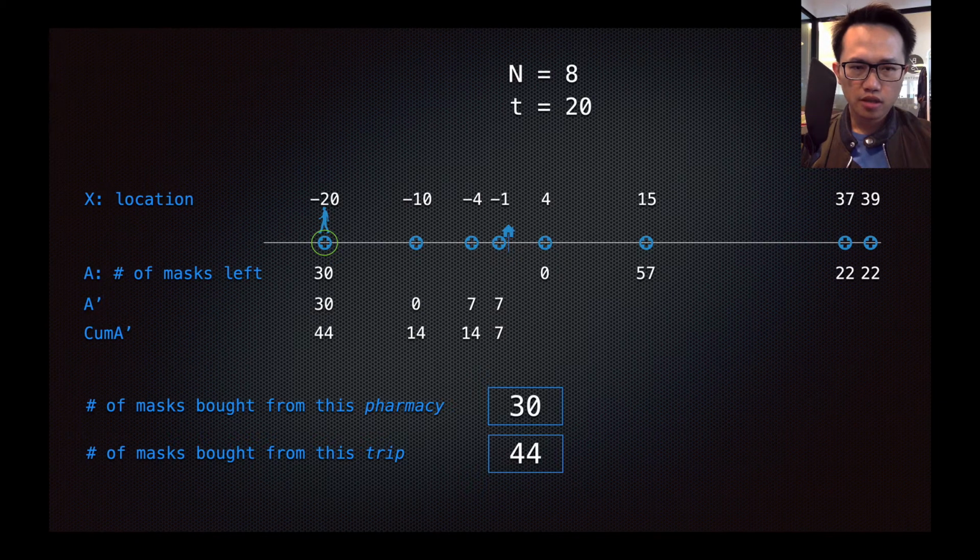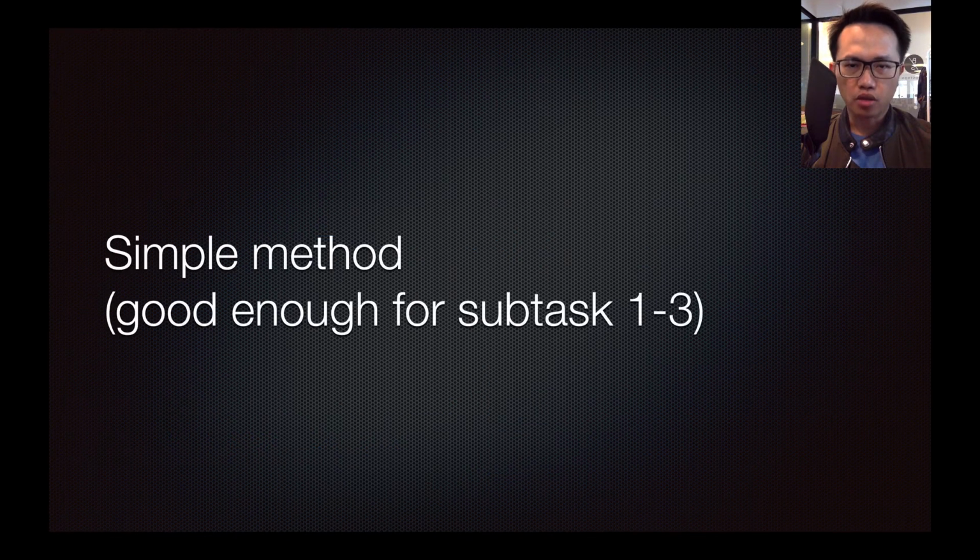Okay, so let's give those numbers some names. A prime and cum A prime. Those numbers are pretty easy to compute, and I'll leave it to you to write the code to calculate these numbers, and they will be very useful later on as we solve the problem. Okay, now let's see how we can implement a simple and correct solution.